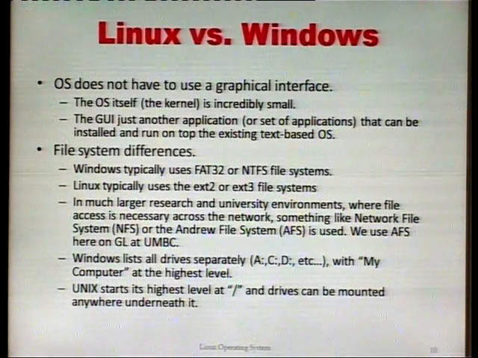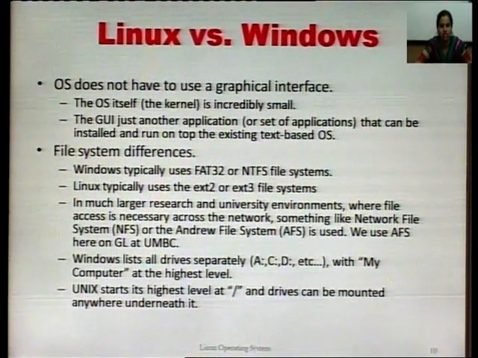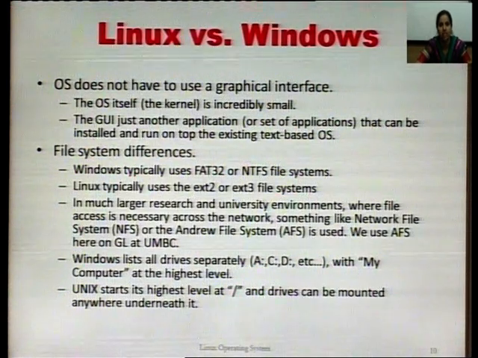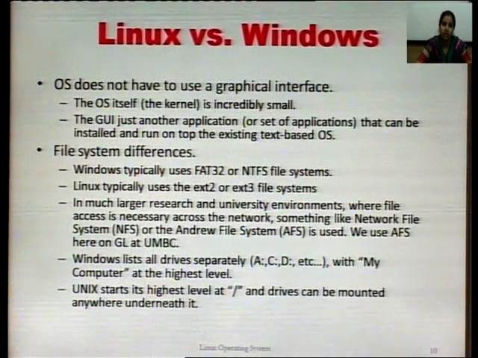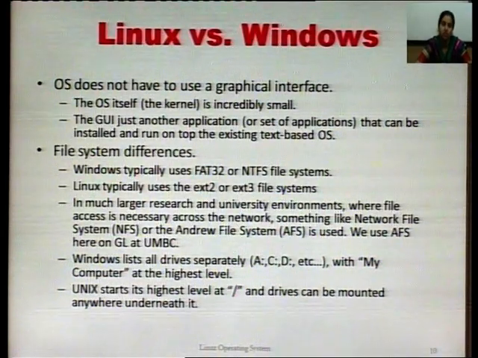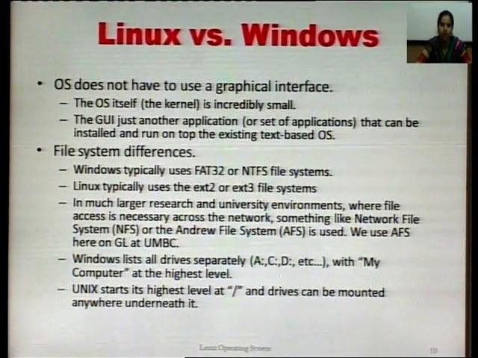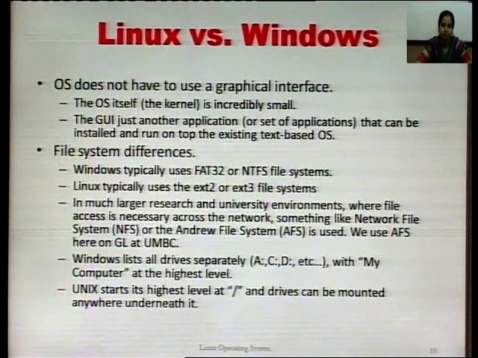Now, what is the difference between Linux and Windows? This is a very important area to be covered. The OS does not have any graphical interface, that is, the operating system does not have any graphical interface, and the OS itself, the kernel, is incredibly small. The GUI is just another application or a set of applications that can be installed and run on top of the existing text-based operating system.